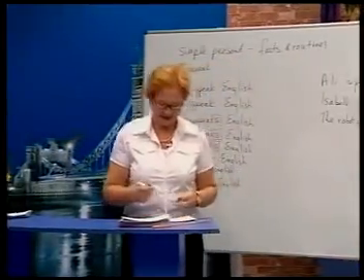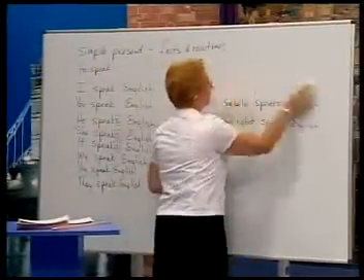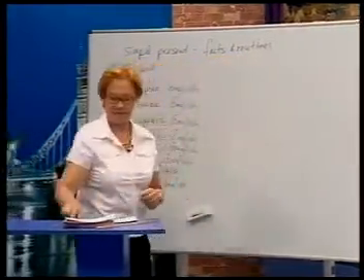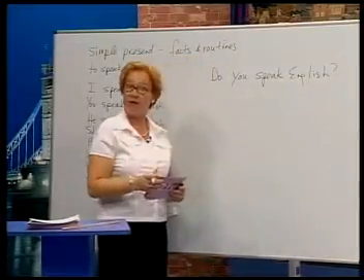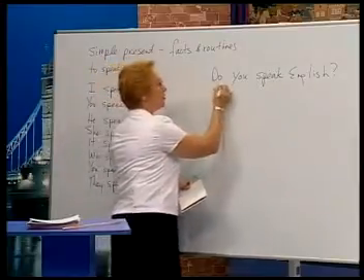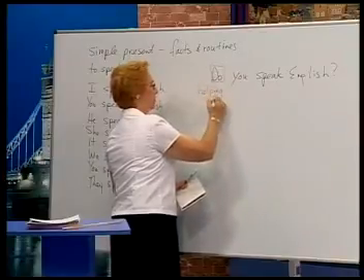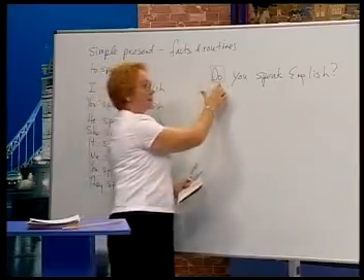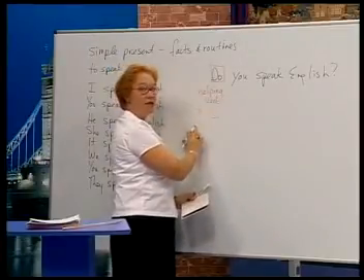Okay. Now, here is a question. This is the question. Do you speak English? Do you speak English? Now, I want you to look carefully because here we have do. This is a helping verb. All right? This is used in questions and negatives. The helping verb is used in questions and negatives.